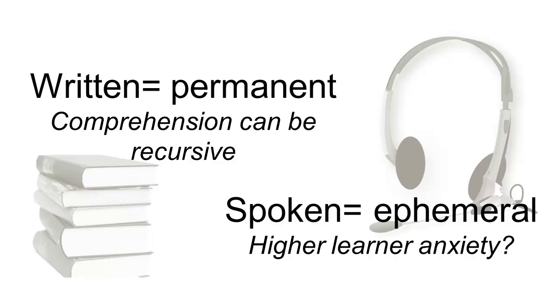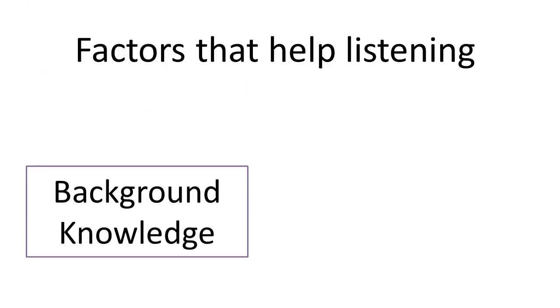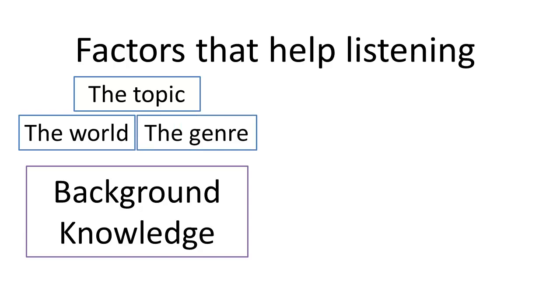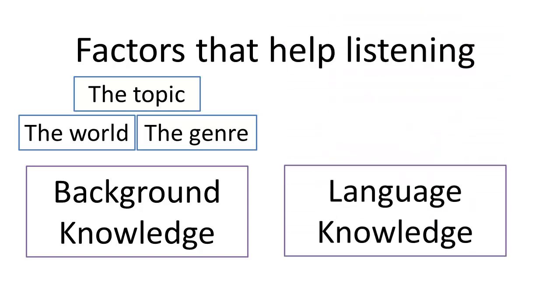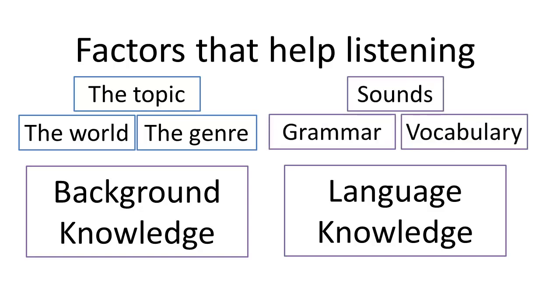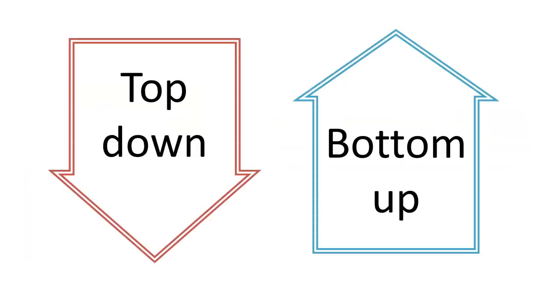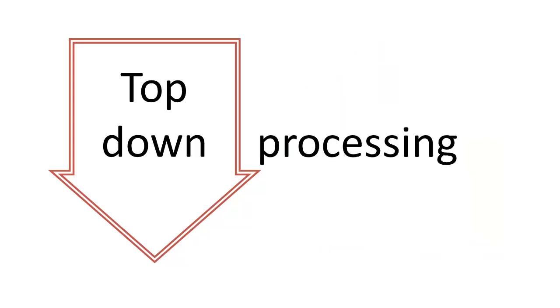So let's look at the things that help us to understand when we listen. These fall into two categories. So there's our background knowledge of something, that's the topic, how it fits into what we know about the world, the genre of the text, all that kind of thing. And then of course there's our knowledge of the language itself, so the sounds, the vocabulary, the grammar of the language. So these two things respectively are often called top-down processing and bottom-up processing. So let's start by looking at top-down.